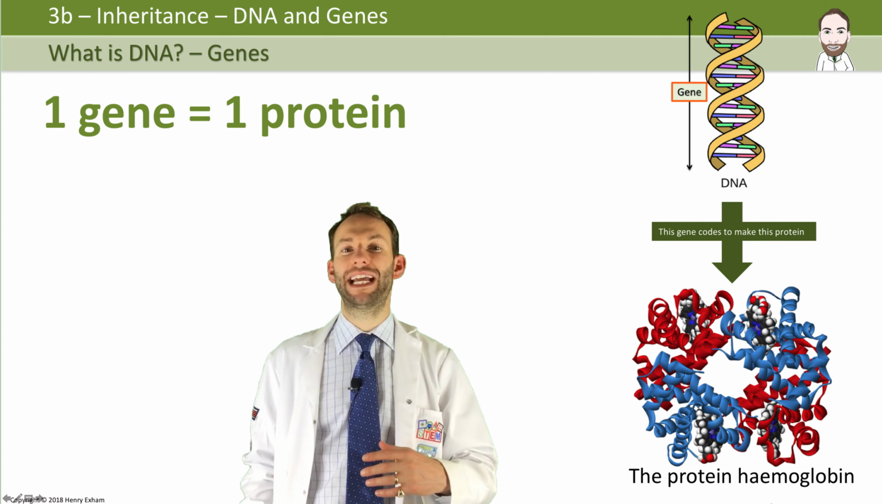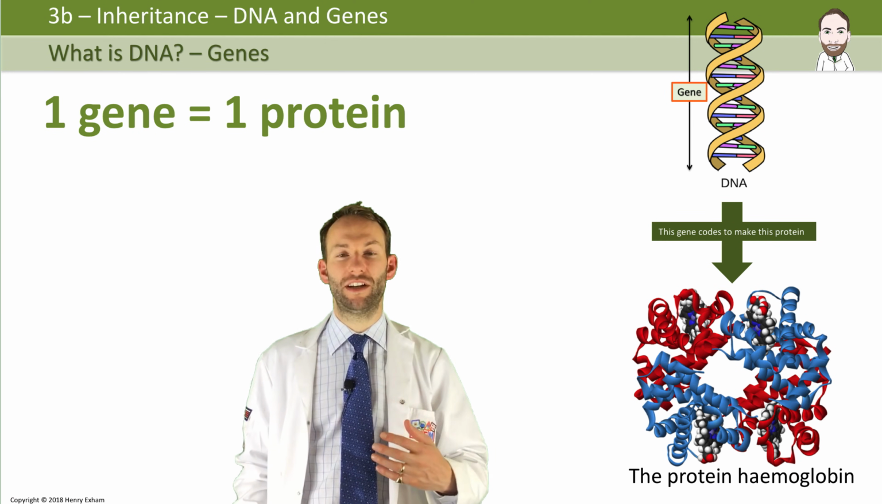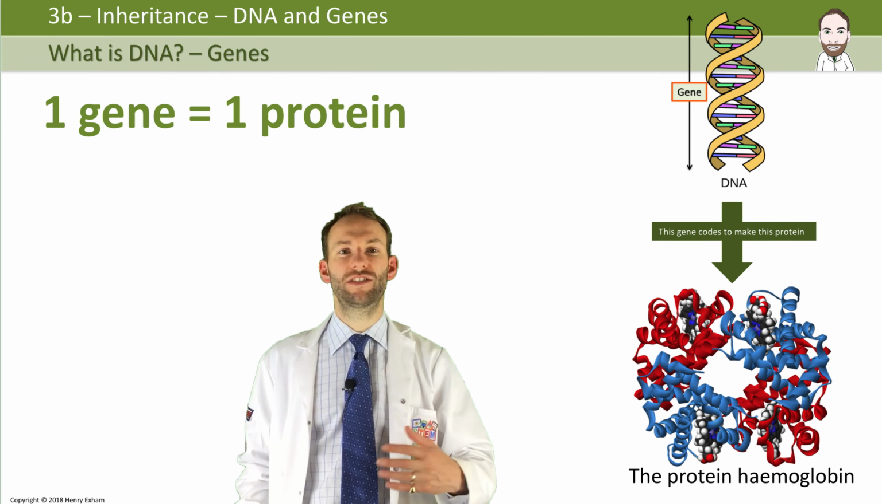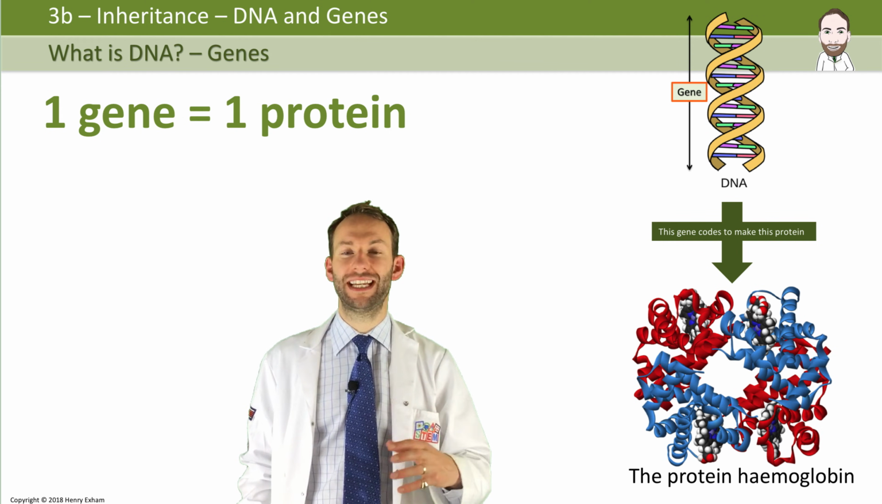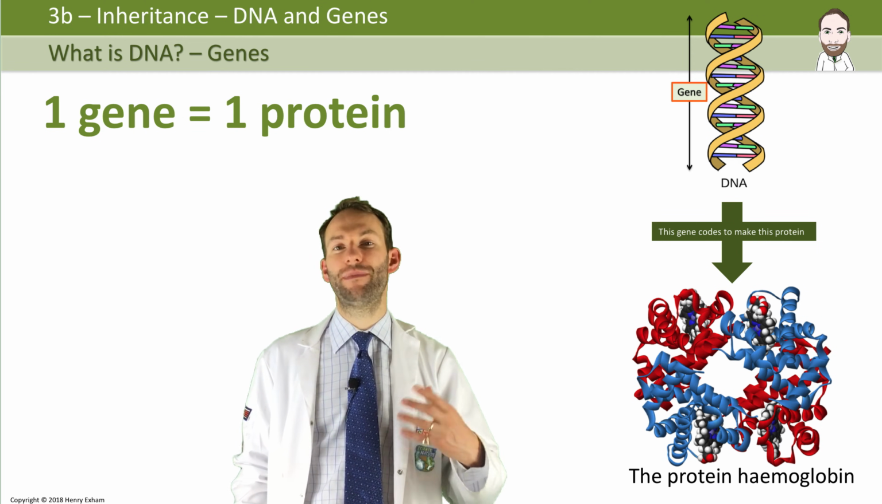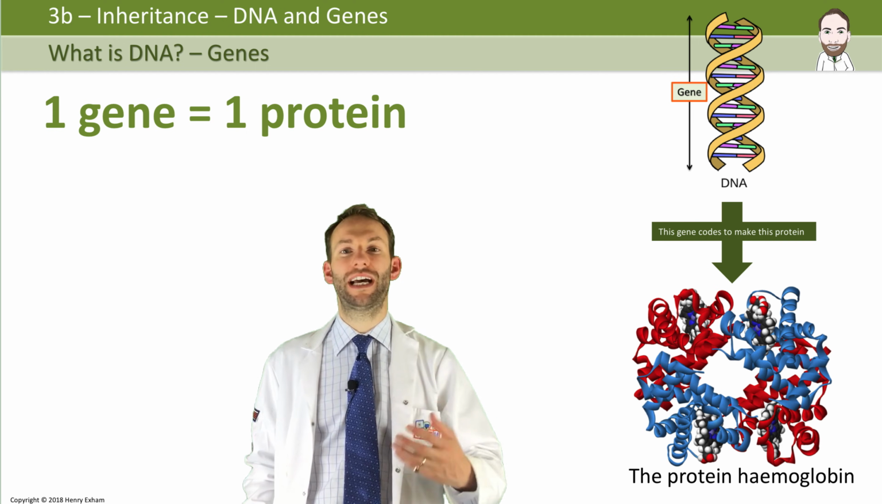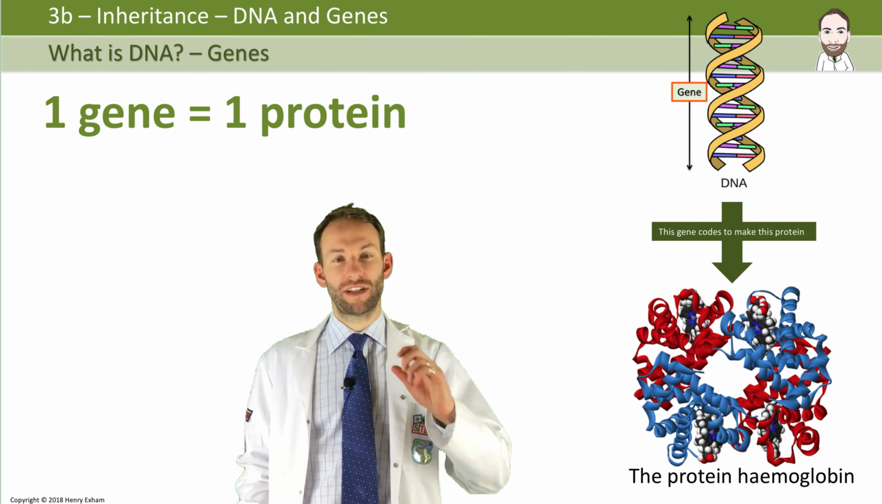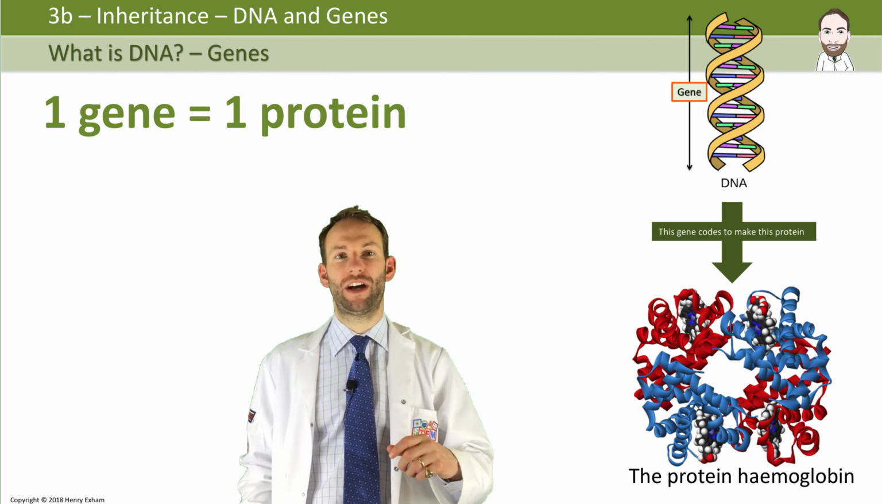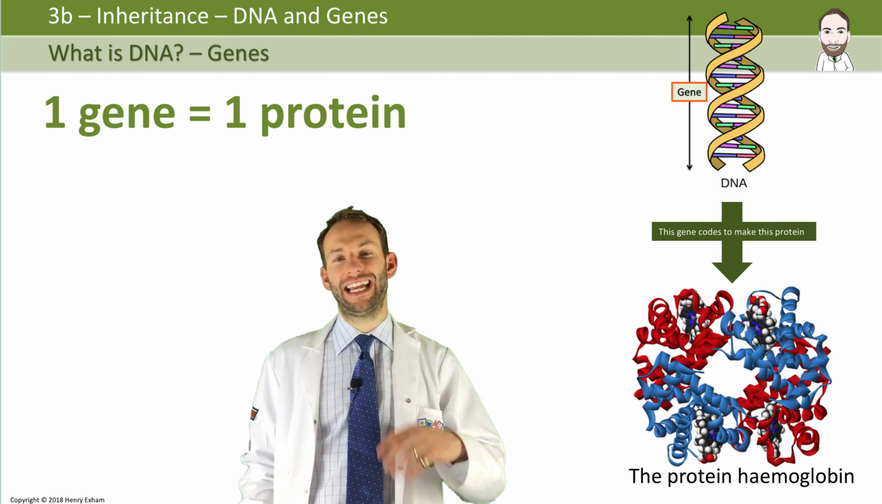Remember, proteins are made up of hundreds of amino acids. And so really what the code in the DNA is telling you to do is which amino acids to put together to build that protein. So let's go into this in a lot more detail now. The structure of DNA and how it works.